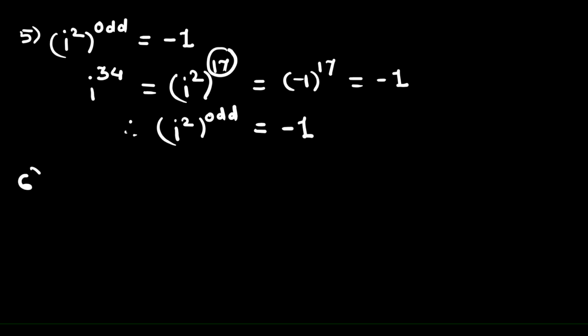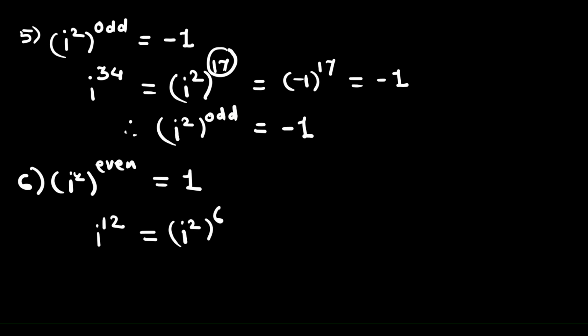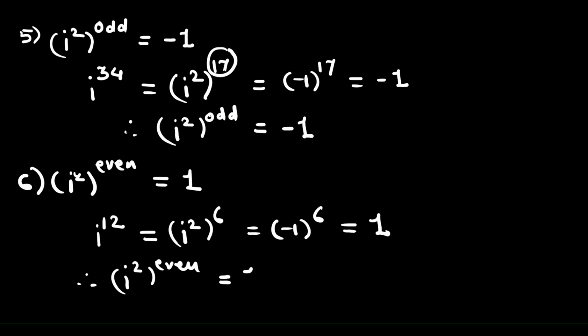Then the sixth result: i square to the power of an even number is equal to +1. For example, if I consider i to the power 12, that is i square to the power 6. Then we get -1 to the power 6, so that is equal to +1. Therefore, i square to the power of an even number is equal to +1.